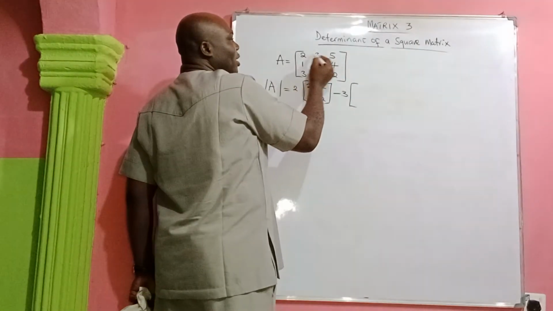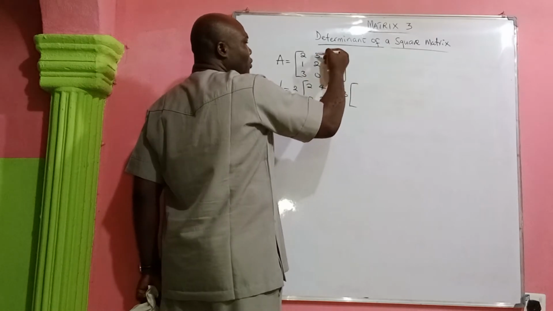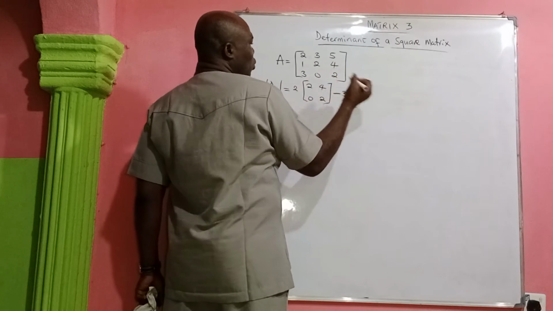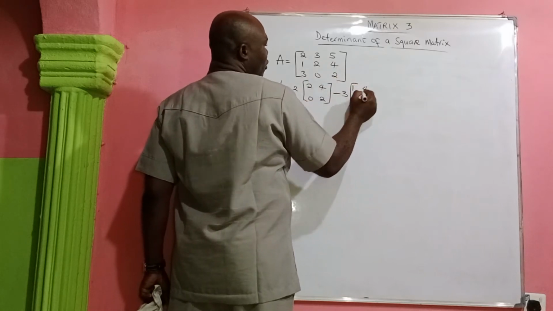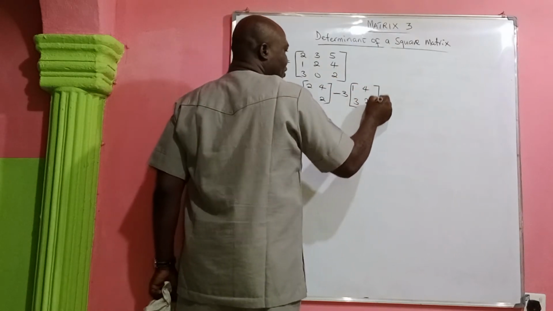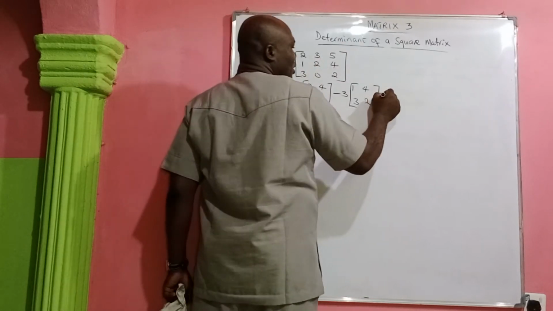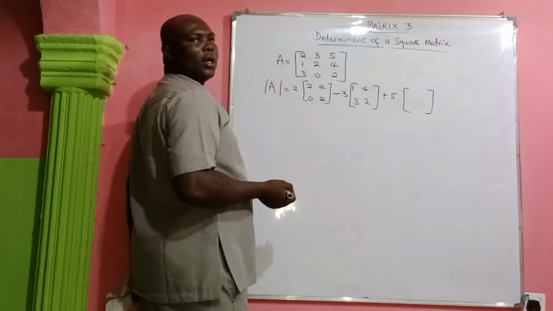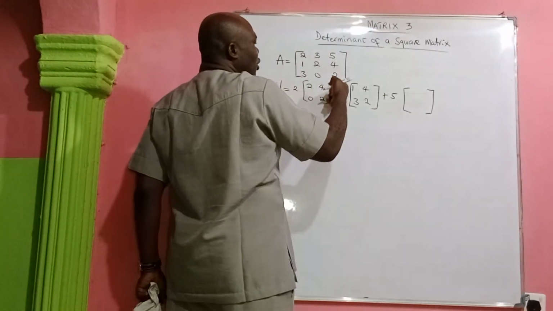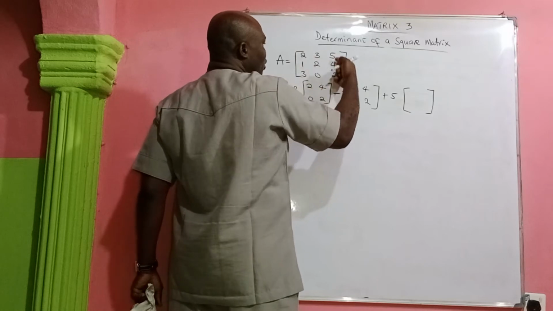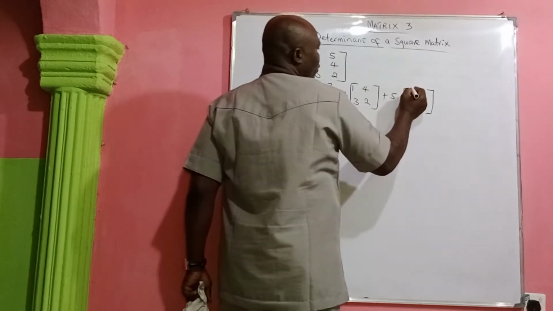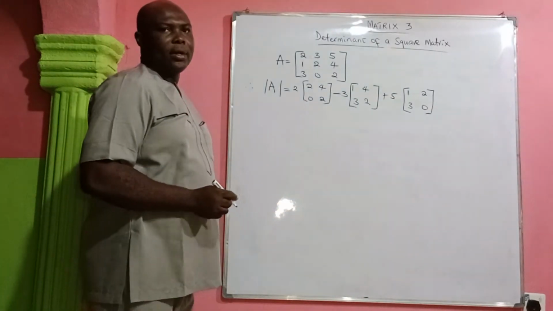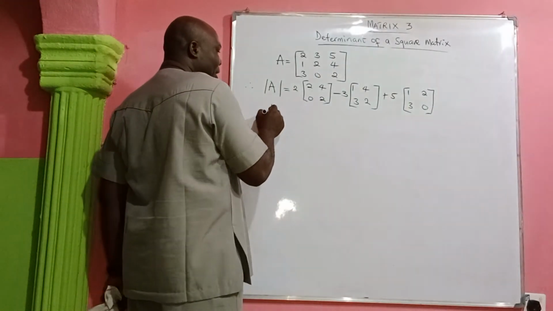Now we are going to cross out the row and the column where the 3 is found. So we'll have 1, 4, 3, 2 left. Now we'll go to the last element, which is a positive 5. So it's always plus, minus, plus. When we cross out the row and the column where 5 is found, we'll have 1, 2, 3, 0. So now it's easy to find the determinant of A.